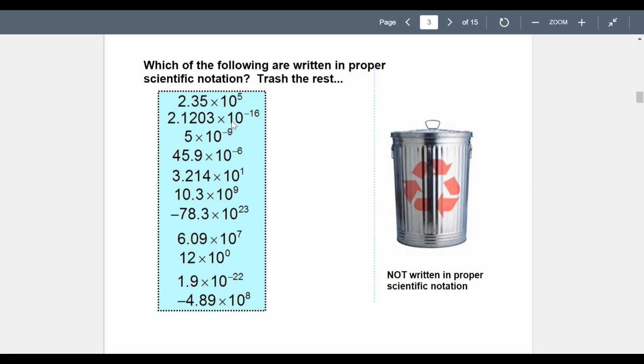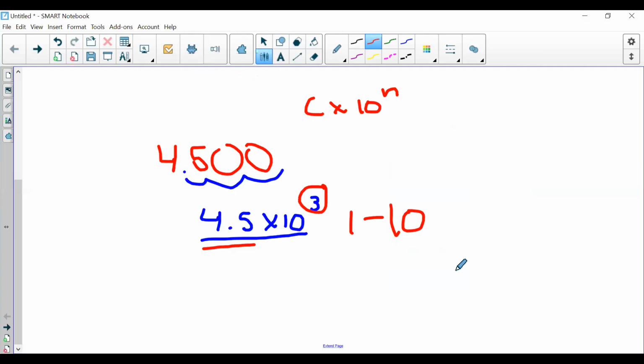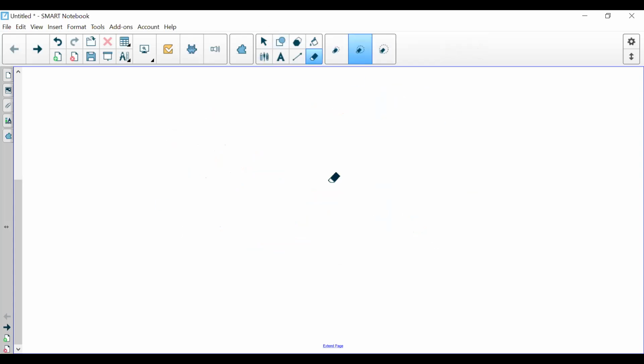Then C says, a number will have an exponent of 0. We don't have one mentioned in the first few, but we have one right there. A number will have an exponent of 0 if the coefficient is the final answer. So let me show you what that means. It will have an exponent of 0 if the coefficient is your final form.